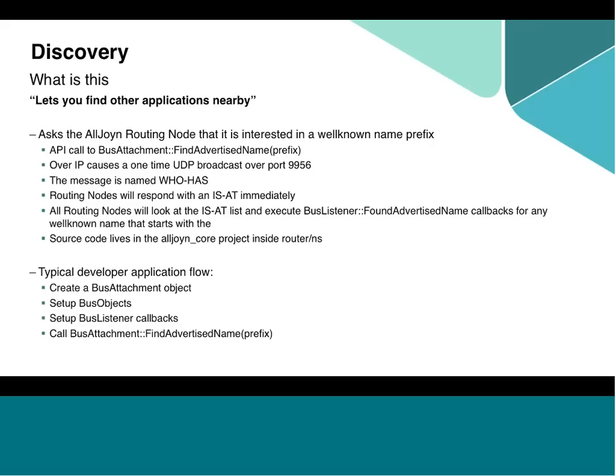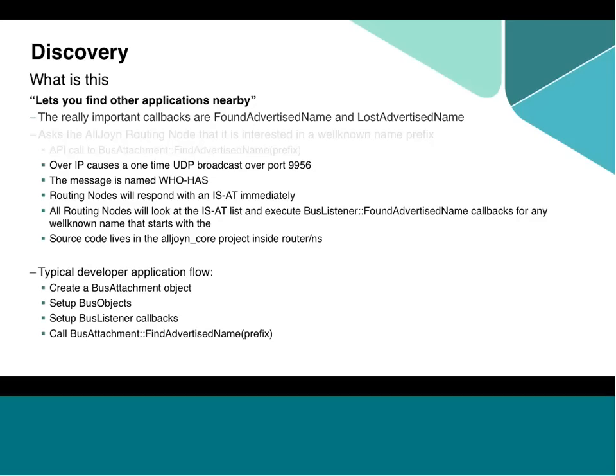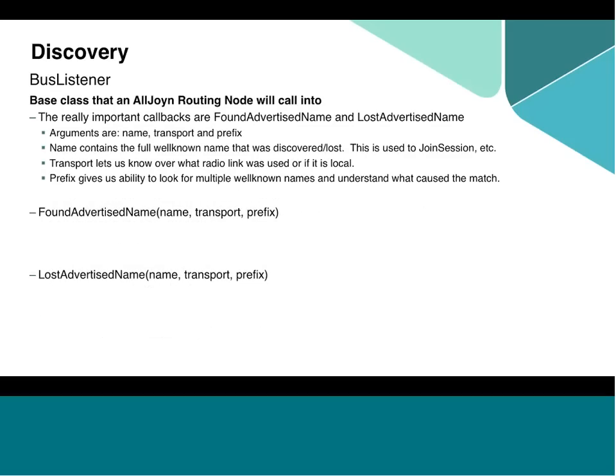So the typical flow, again, everything starts with creating a bus attachment. I hope you've seen that as we've gone through. Then you set up your bus objects. You set up your listeners. Those are all the common pieces that you will always do with an AllJoyn application. The next piece, you'll make an API call to start to find the name based on the prefix. And what this is going to do is set up, in your listener class, two different mechanisms on your bus listener. There are, I believe, 7 callbacks there, but the two that I want to highlight are the found advertised name and the lost advertised name.